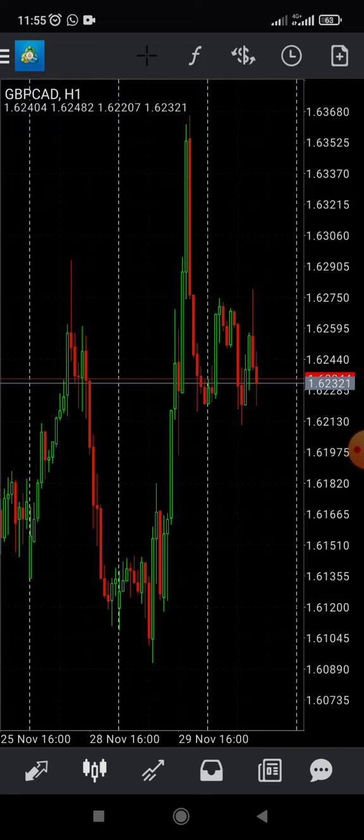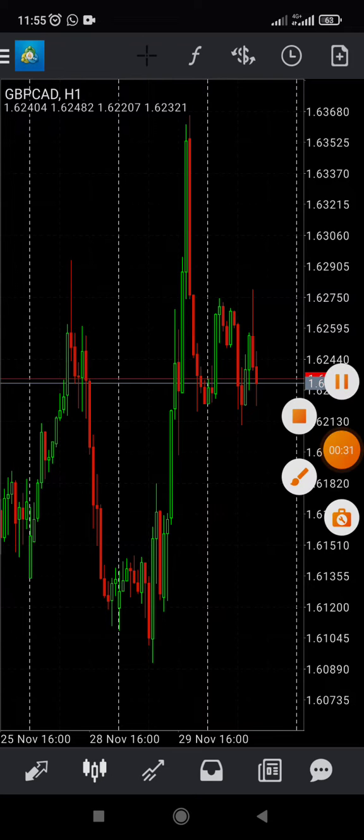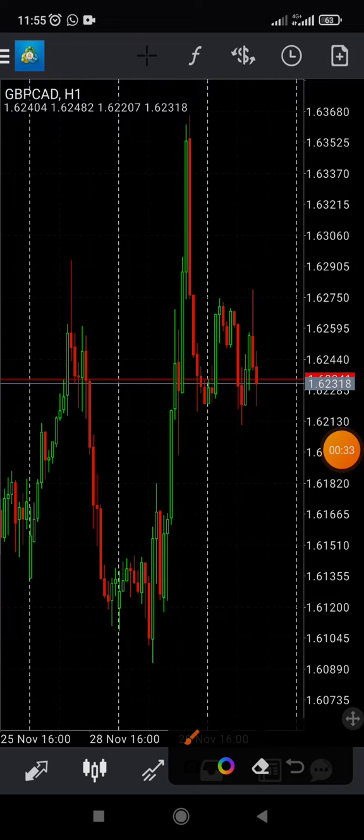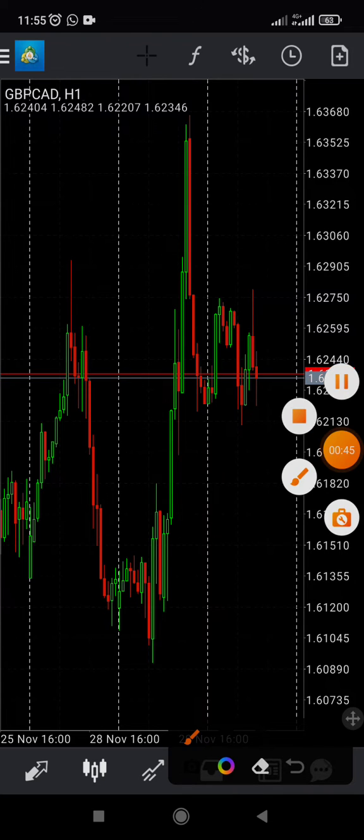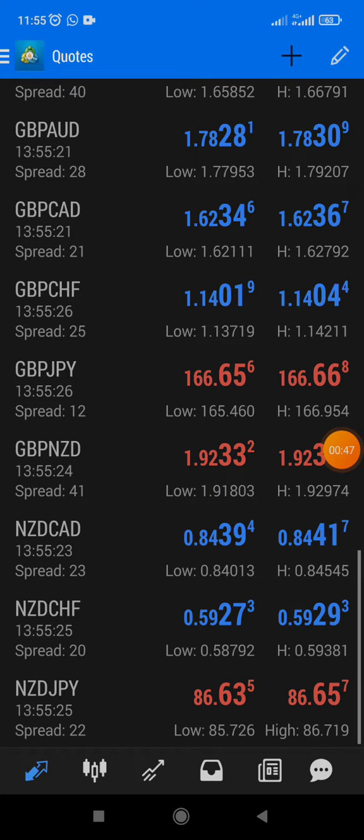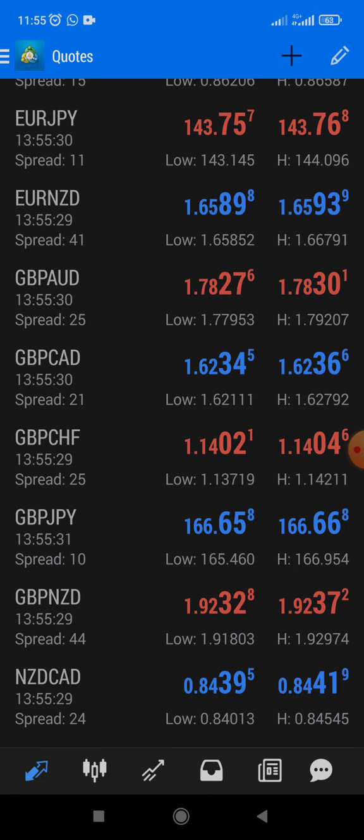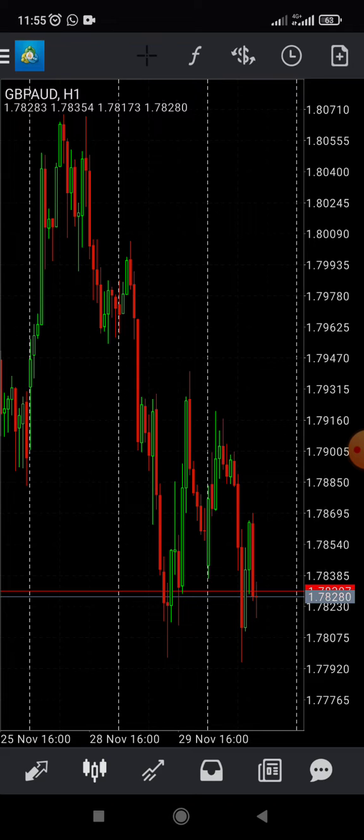So let's begin. So this is your interface, and assuming you want to place a trade, you want to buy or sell, you would first of all have to look at what currency you want to buy or sell. To go for that currency, you come to the quotes section and then you choose the currency. So assuming, let's say maybe GBP AUD is what you want to buy or sell, so you want to place your trade on GBP AUD.